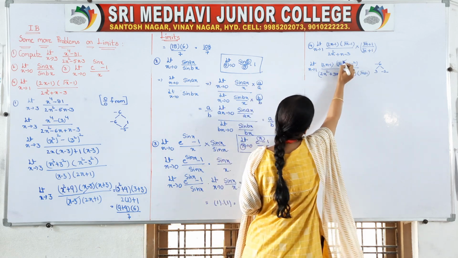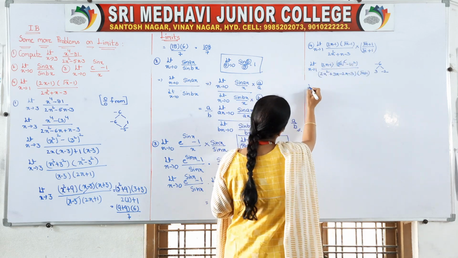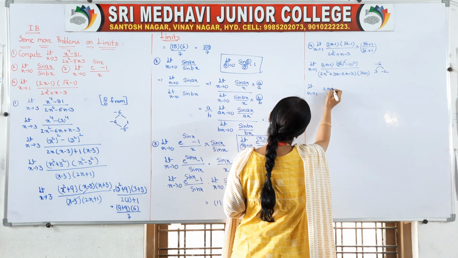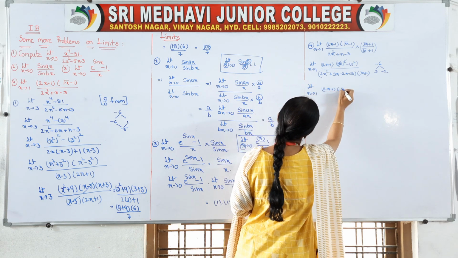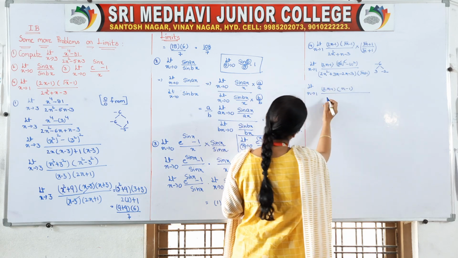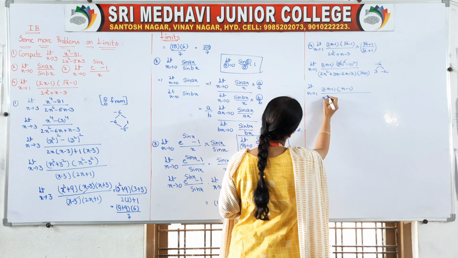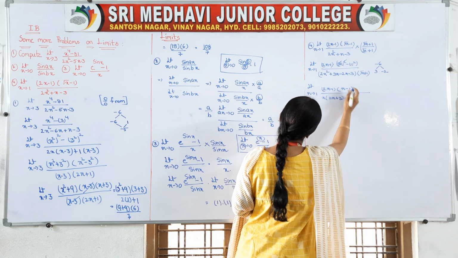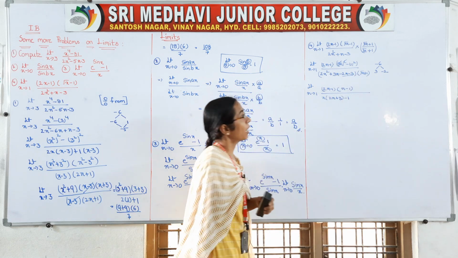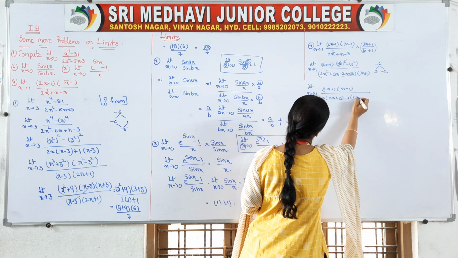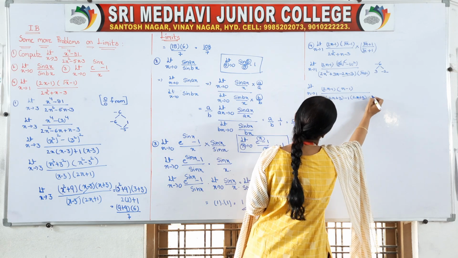So here the square root cancels. Limit x tends to 1 of (2x minus 1) into (x minus 1) by, come on, from this we can take x outside, it is 2x plus 3. From these two you can take minus 1 outside, right? So it is 2x plus 3.